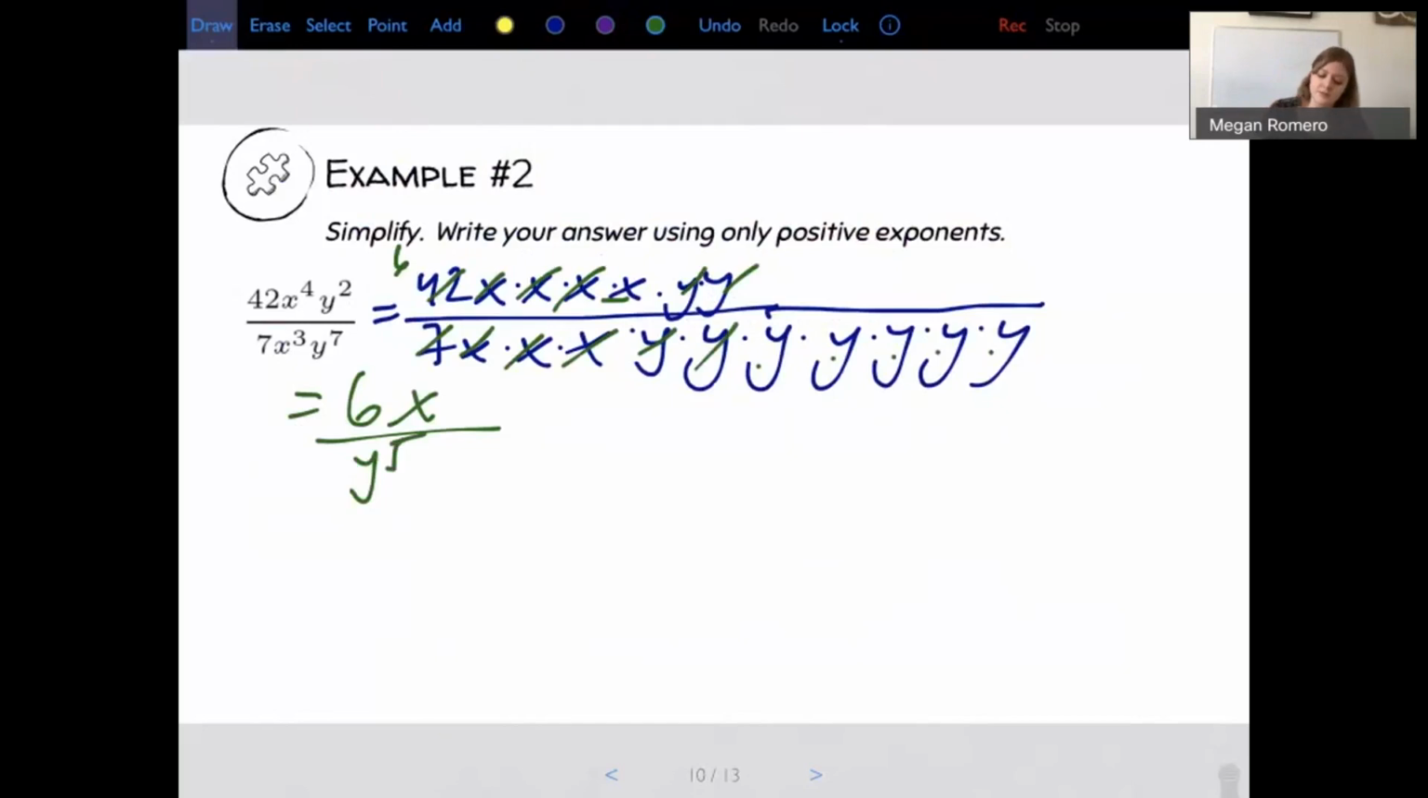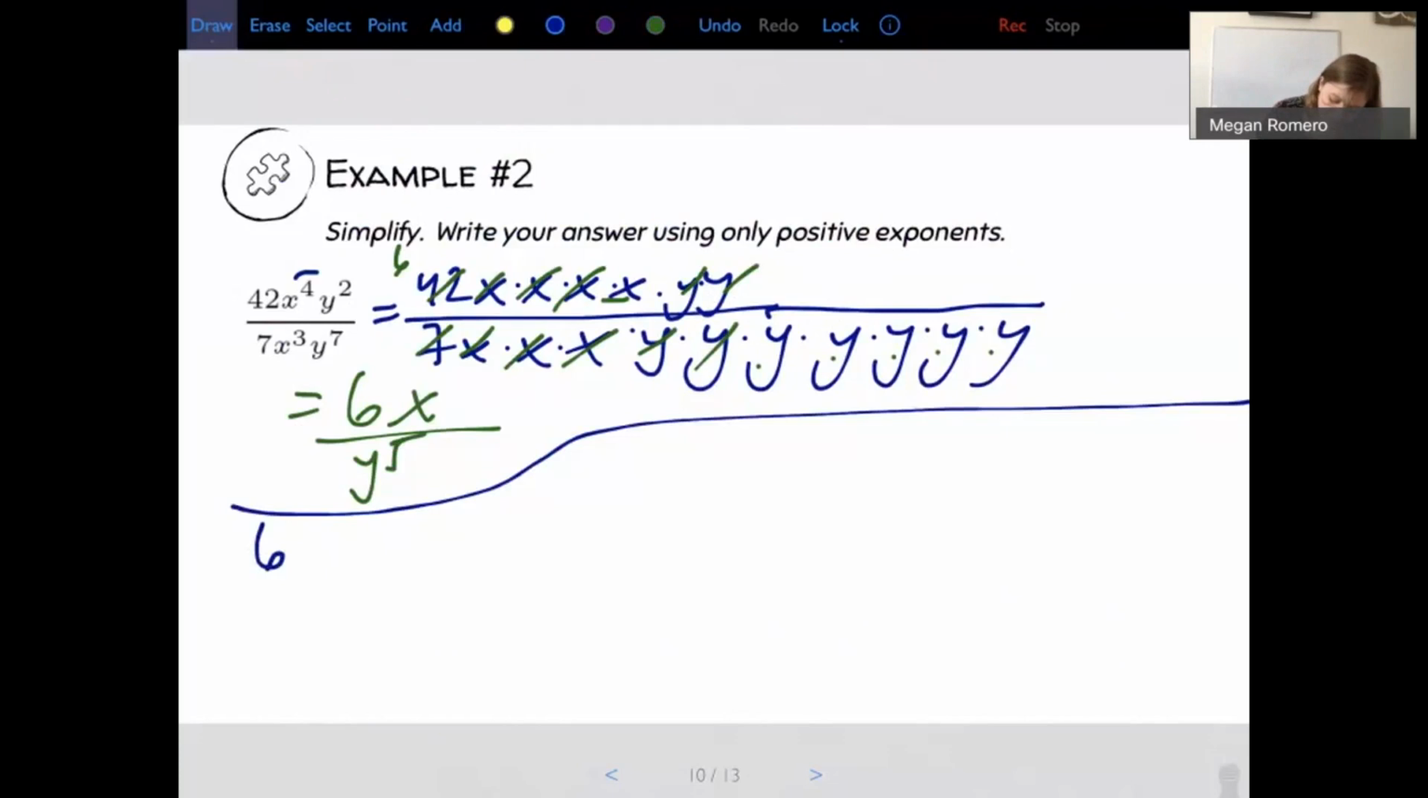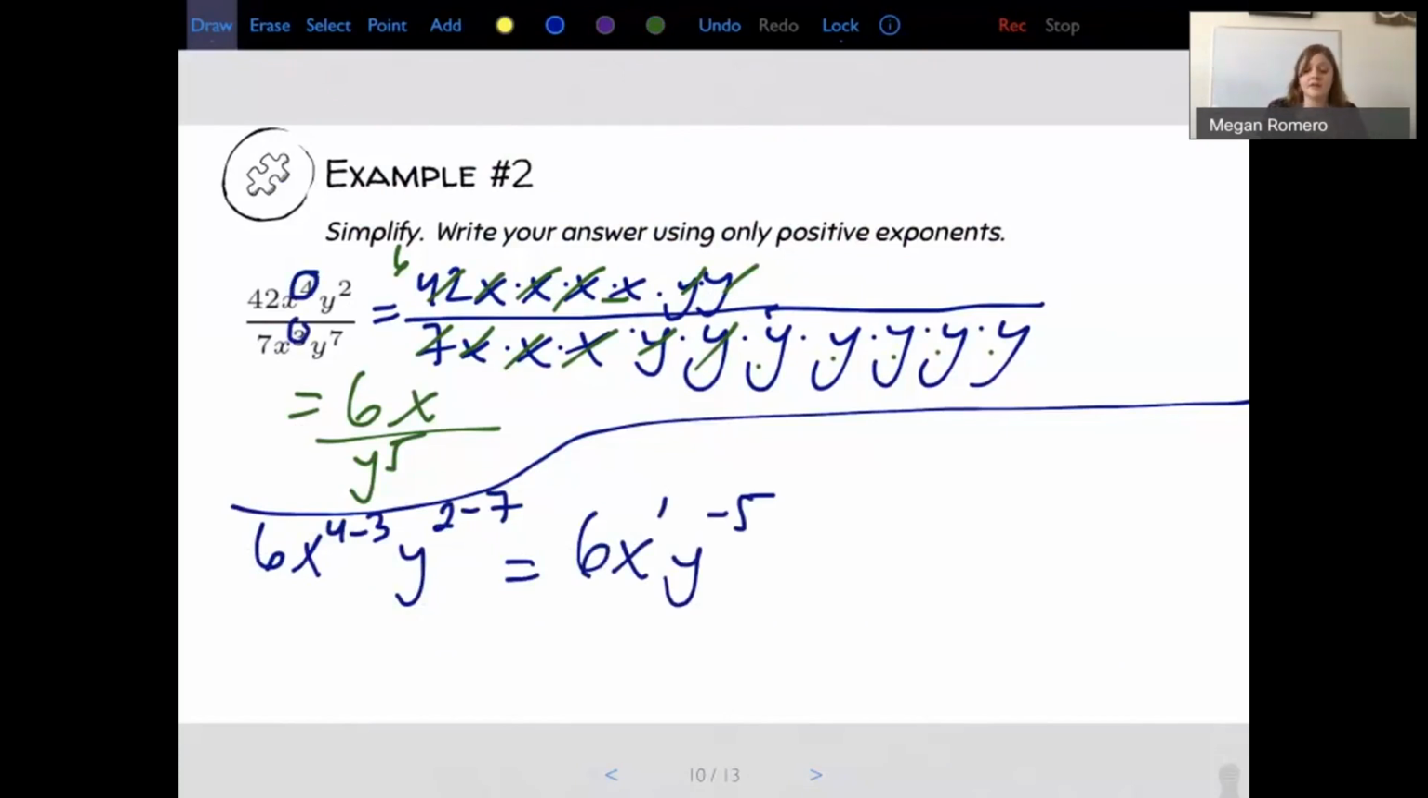The other way is to use the rules of exponents. So I'm going to draw a line to denote I'm doing it differently. You would still do 42 divided by 7, which is 6. X to the fourth, x to the third, this would be x to the 4 minus 3. And then we'd have y to the 2 minus 7, which gives us 6, x to the first, y to the negative fifth. Now the directions say to write our answer using only positive exponents, which means the y to the negative fifth would need to come to the denominator to make the exponent positive. So this would give us 6x over y to the fifth power.